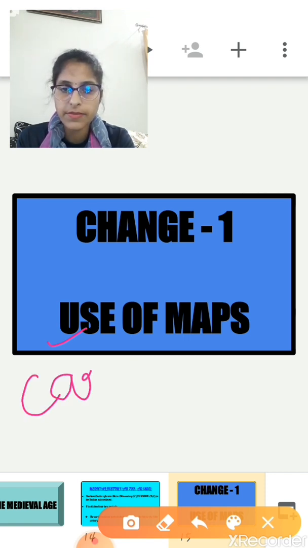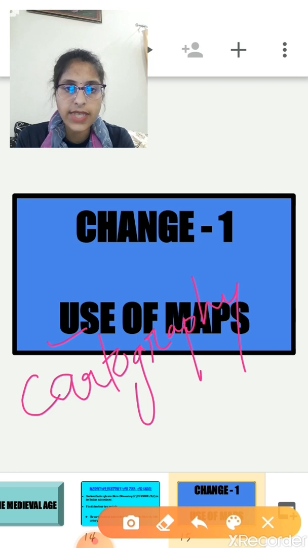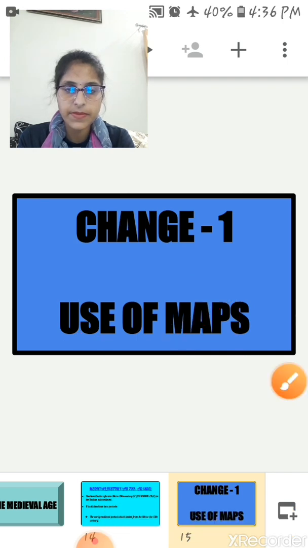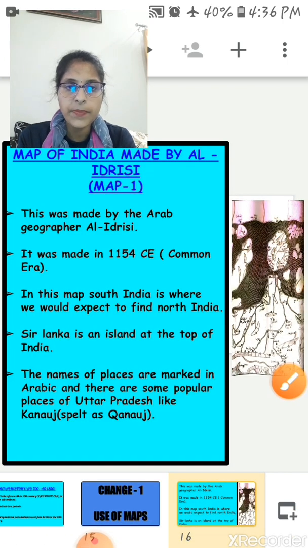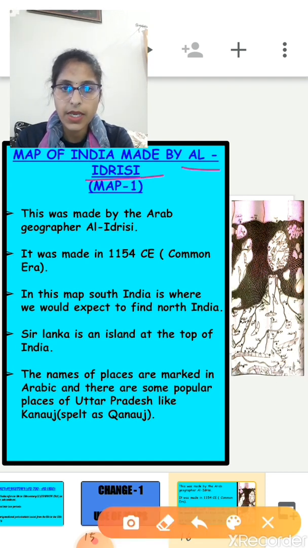cartography. Cartography means the art of map making. It became very common and prevalent. As a result, various maps were designed at that time. So, here is the map which was designed and made by Al-Idrisi in 1154 CE.